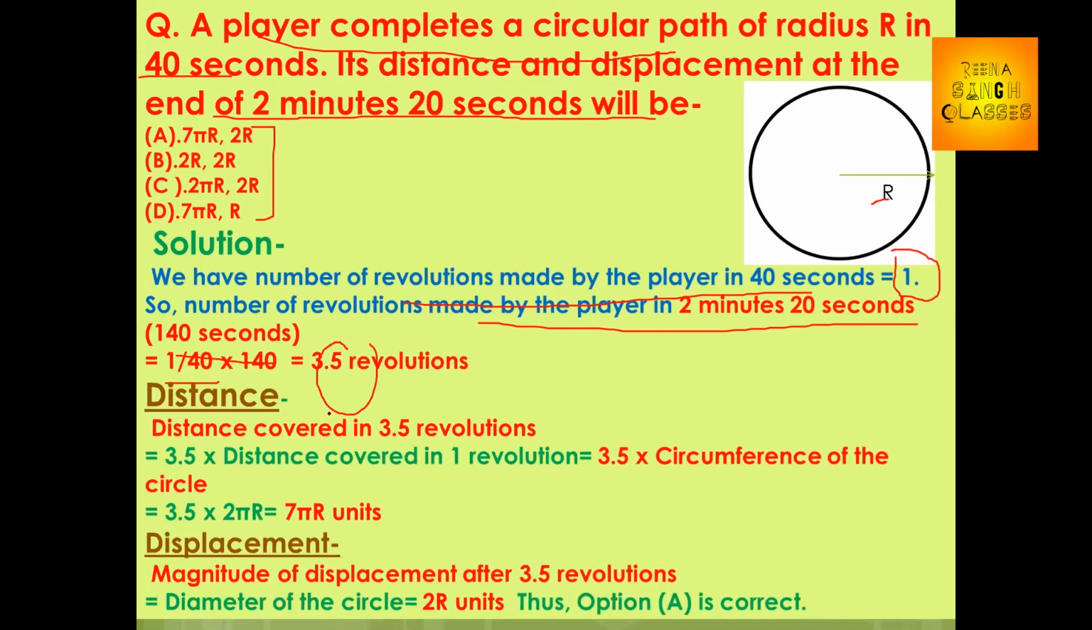So what is the distance in this case? The distance covered in 3.5 revolutions is 3.5 into the distance covered in one revolution. So 3.5 into the circumference of the circle, and we get 7 pi r units. What is the displacement in this case? The magnitude of displacement after 3.5 revolutions is the diameter of the circle, 2r units. So option 1 is correct.